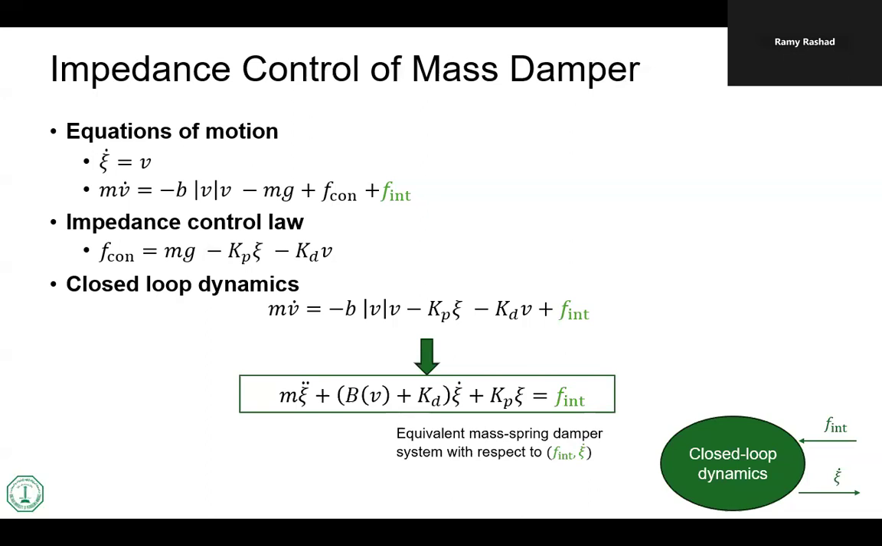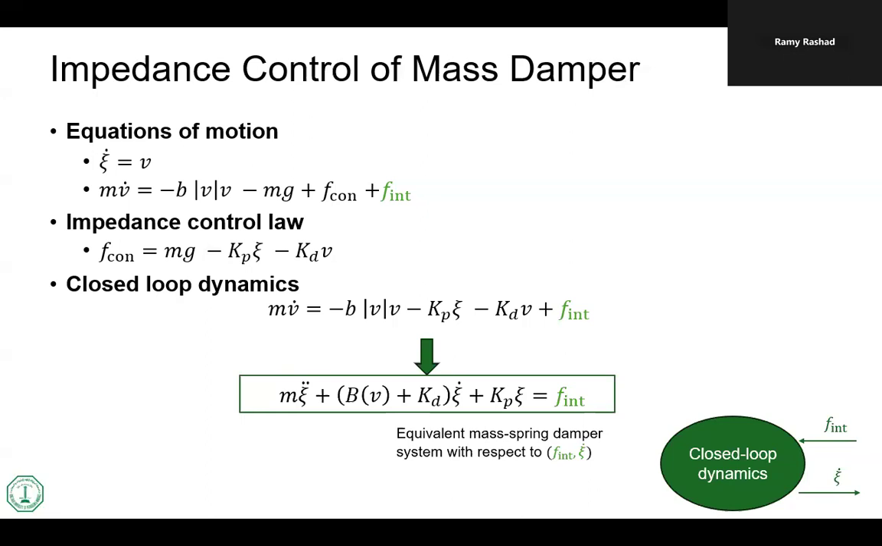Just a mass spring damper system. Is it a linear damper? No. It's B of V, it's a function of the velocity. It changes as the velocity changes. But in the end, it's linearly multiplied by the psi dot, which is the V.